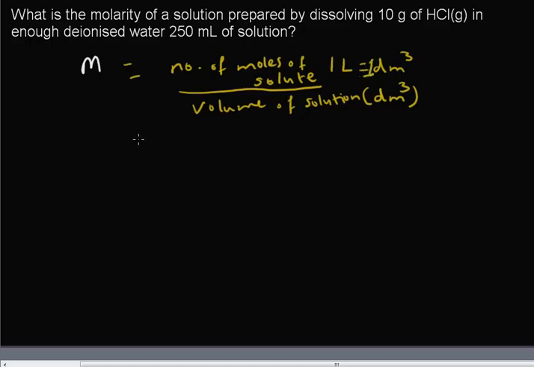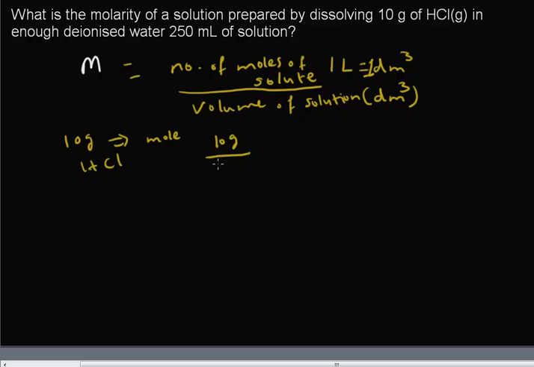Alright, so let's see what we got here in the problem. What is the molarity of a solution prepared by dissolving 10 grams of HCl? The first thing we have to do is convert 10 grams to moles. So how do we do that? We divide 10 grams by the molar mass of HCl.